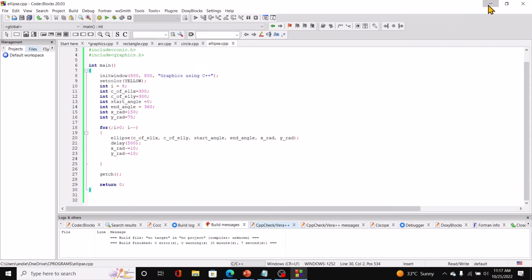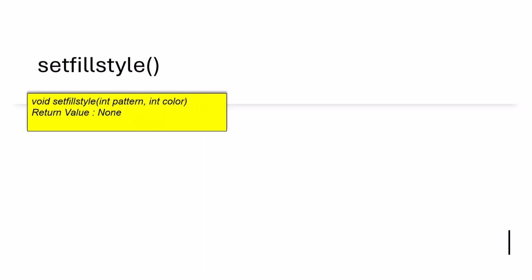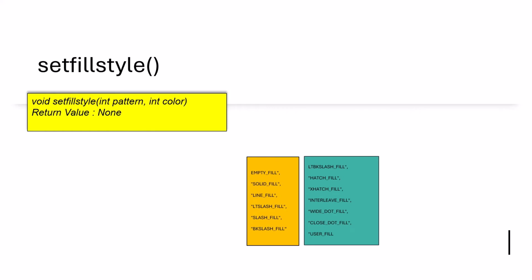Now moving on. Right, the next function is setfillstyle. As you can see the prototype there, and the return value is none. The parameters are int pattern and int color. Pattern would give you different patterns like these. And of course, they're not to be specified within quotes, just like color. Now this will only set the style. It will not actually draw the pattern. To draw the pattern, we need to use fillellipse.